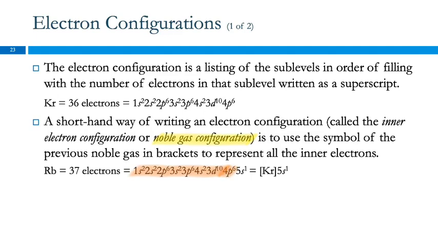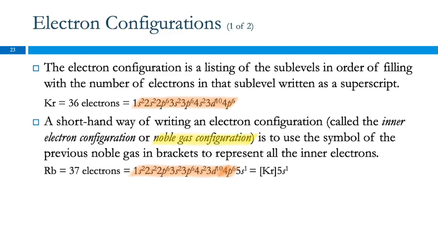This is the same as that. You see that? So instead of writing all of that out, we write krypton in brackets. And then we just put this 5s1 after it. So this is the electron configuration for krypton plus 5s1.